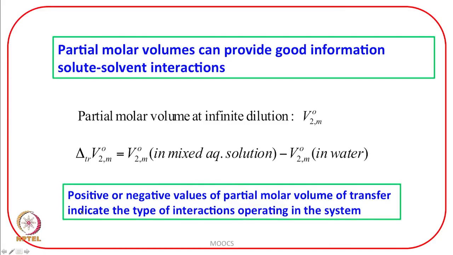Positive or negative values of partial molar volume of transfer indicate the type of interactions operating in the system, because this transfer volume can be positive, this transfer volume can be negative. Volume is always a positive quantity, like entropy is always a positive quantity. But the partial molar properties need not be always positive. Partial molar property can be negative. So, what I am trying to say is the volume is always a positive quantity, but partial molar volume can be a negative quantity.